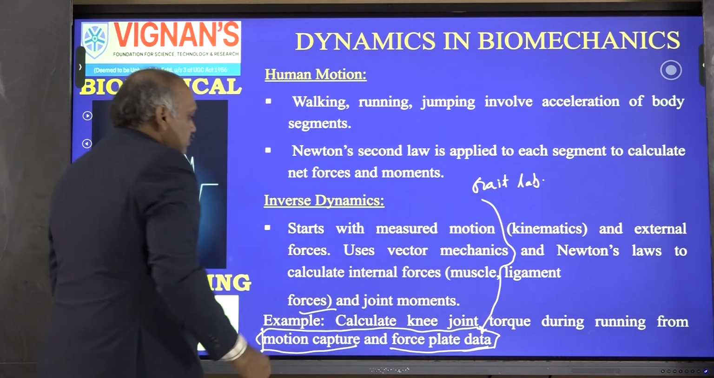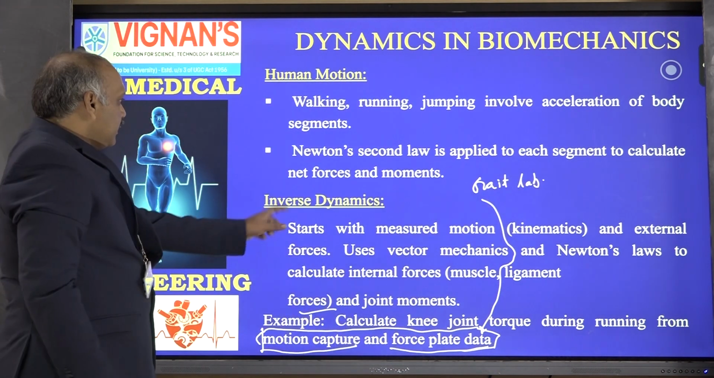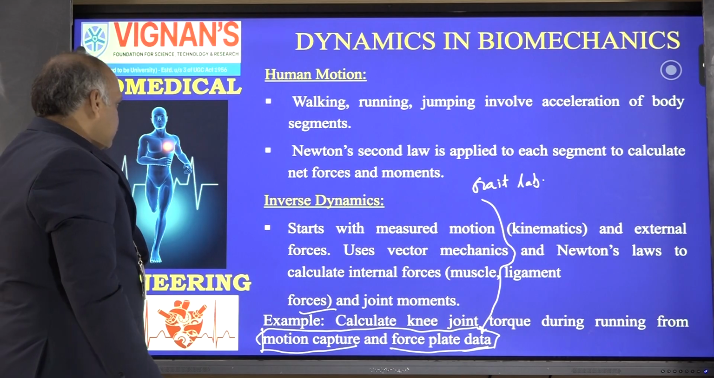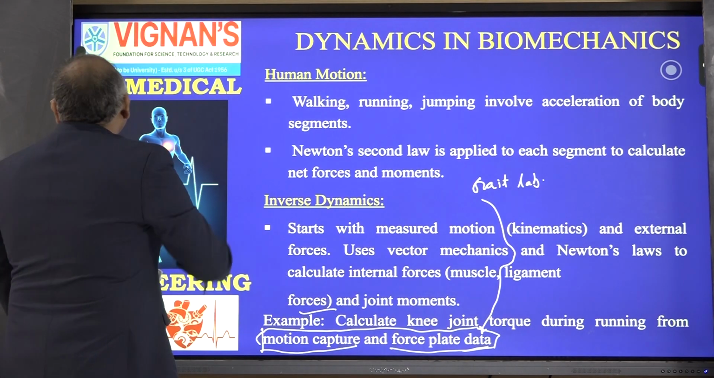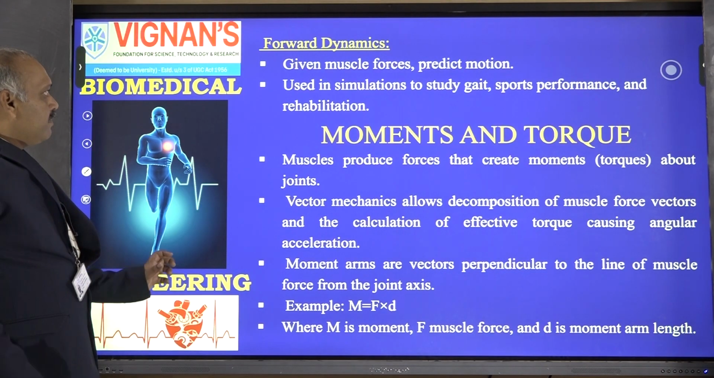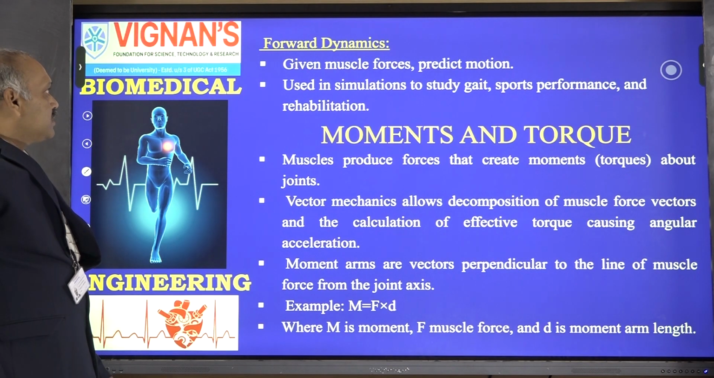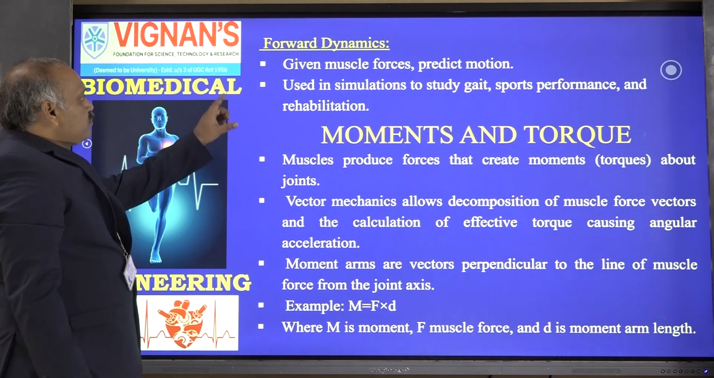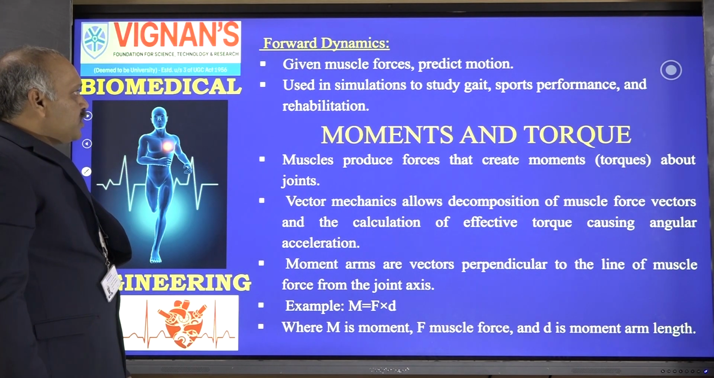So, in the gait lab we are going to do these kinds of activities, which in detail we will see in upcoming classes. For your understanding purpose only I told this. The next is forward dynamics. In this part we are going to talk about, given muscle forces, predicting the motions. This kind of simulation is used to study gait, sports performance and for rehabilitation purposes.